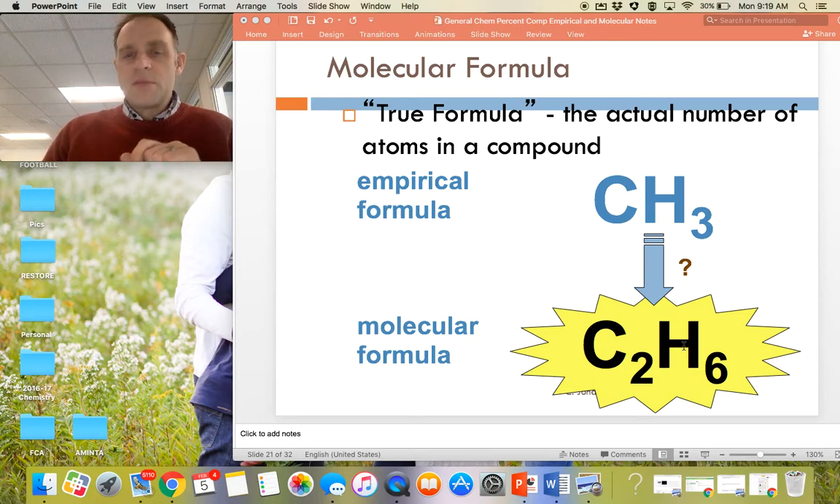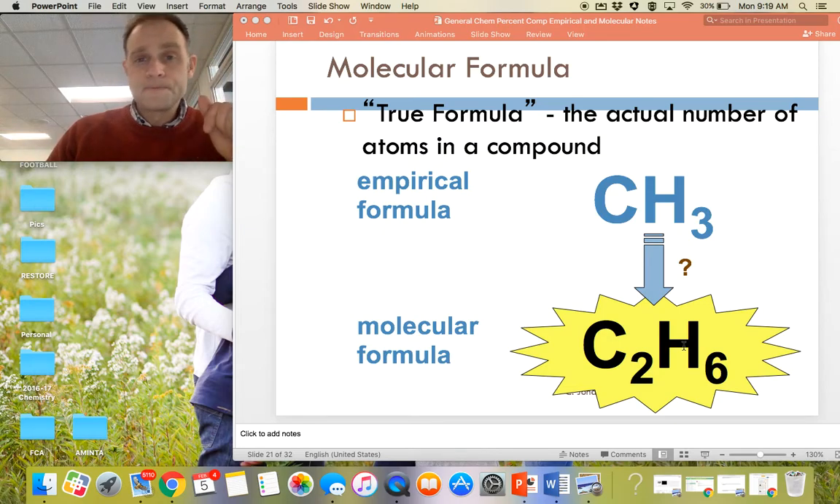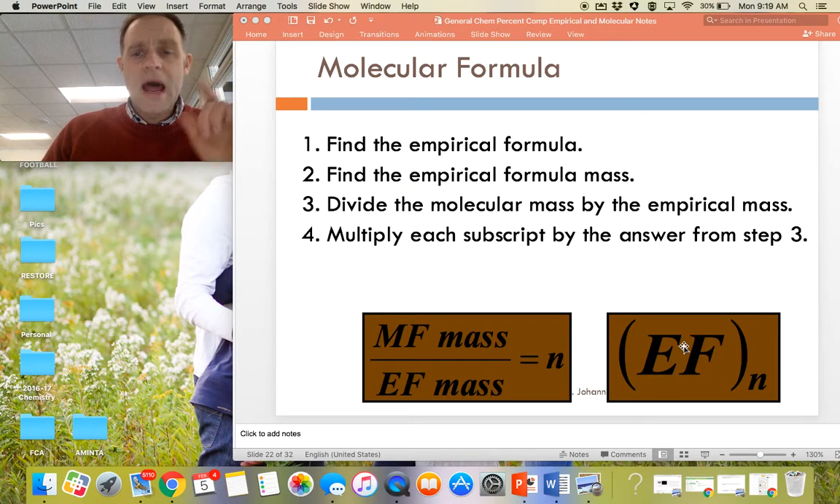And so that's called the molecular formula. Again, this is nothing new. We've worked through this all year long. Okay? So how do you determine molecular formula? There's 4 steps, and you can write them down.